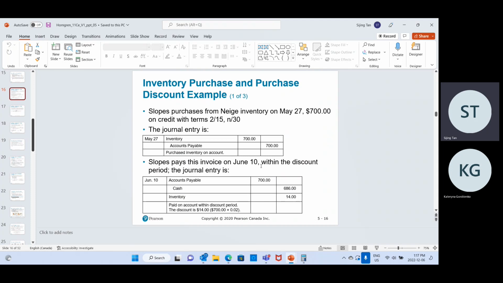Now, June 10th, that is within the 15 days, right? Slope pays the invoice on June 10th. Now this is within the discount period, so we have a 2% discount. We debit accounts payable, because now we have to pay this full liability off. So we credit cash and inventory. We use inventory to show this is a discount. You can simply put inventory discount, but this represents a discount. So the inventory credit will be 2% times 700, which is $14. And the total cash we paid to settle the $700 bill will be $686. That is how you record it in a journal entry.